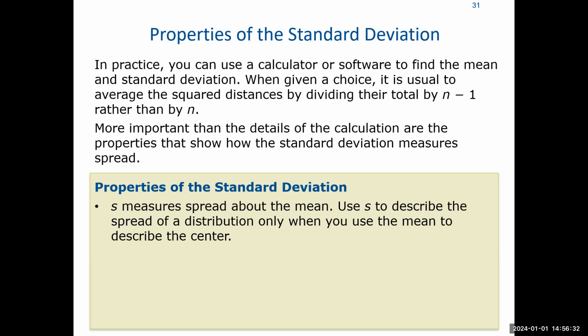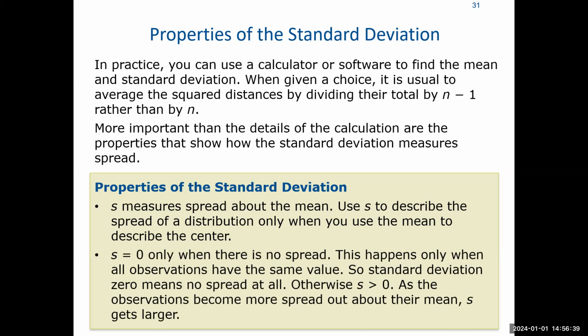S measures the spread about the mean, and we use it to describe the spread of the distribution only when you use the mean to describe the center. That will make more sense in chapter 6 when we deal with the normal distribution, as well as in section 3.3. But what this is saying to us, that first bullet point, is you can't use it with outliers. I mean, you can. Since the mean is impacted by outliers, standard deviation is going to be impacted by outliers. The reason is because we need the mean in order to compute the standard deviation. Remember, the formula has X bar in it.